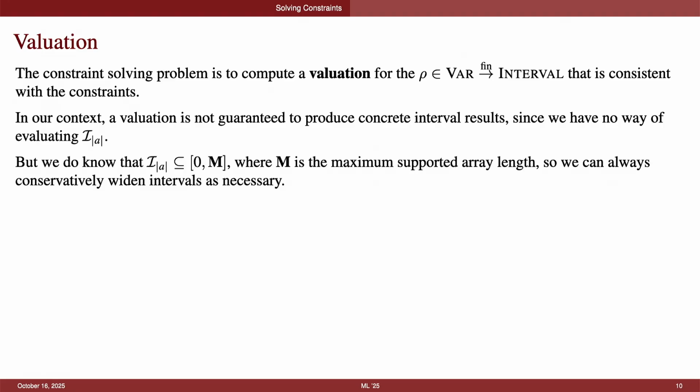So we do know some things, and it turns out that this allows us to answer most of the queries we need to answer. We know that a length interval is going to be in the range from 0 to m, where m is the maximum supported array length. So that might be 2 to the 63 minus 1, or it might be something smaller than that. But whatever that number is, you can always conservatively replace one of these length intervals with that concrete interval as an over-approximation.